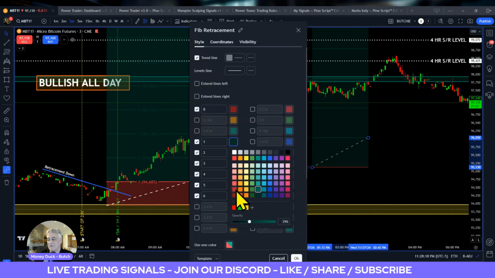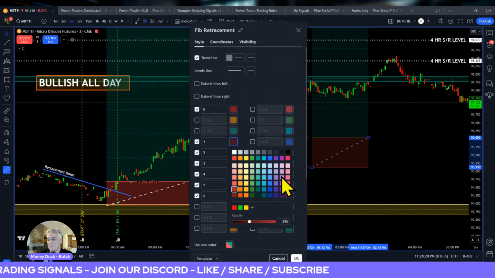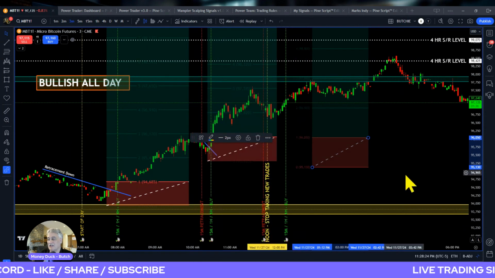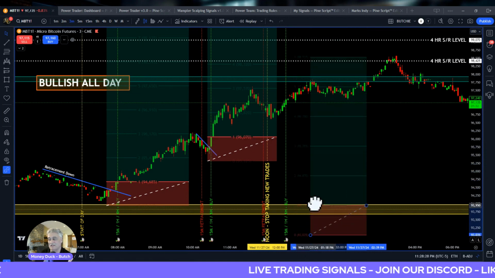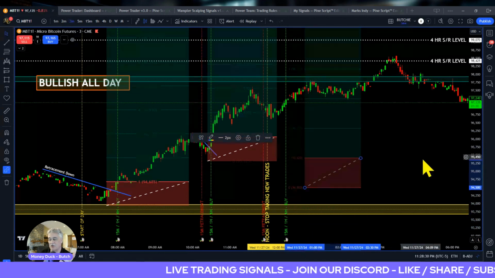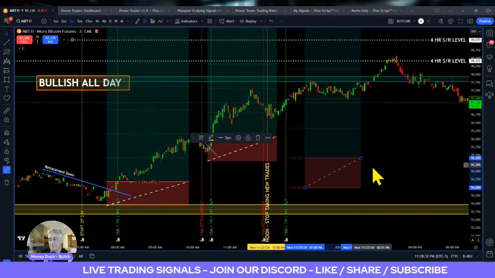Well, I colored that first one. We don't want that. There we go. I accidentally colored the first one. Now what's it look like? It looks like a good position tool that has multiple take profit levels, right?